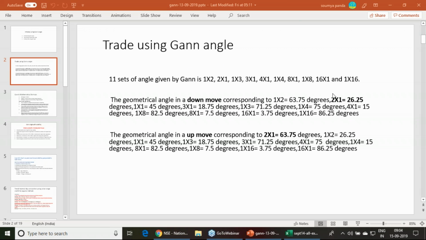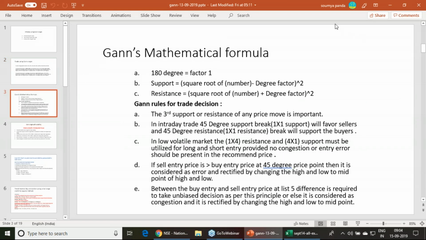Now the question is how we can use these segmentations for our trade benefit. Here 180 degrees equals 1. Support you can derive from the square root of the number minus the degree factor, whole square; resistance is the square root of the number plus the degree factor, whole square. So the third support or third resistance breakout is going to work as our trade entry point. This is what Gann has told.